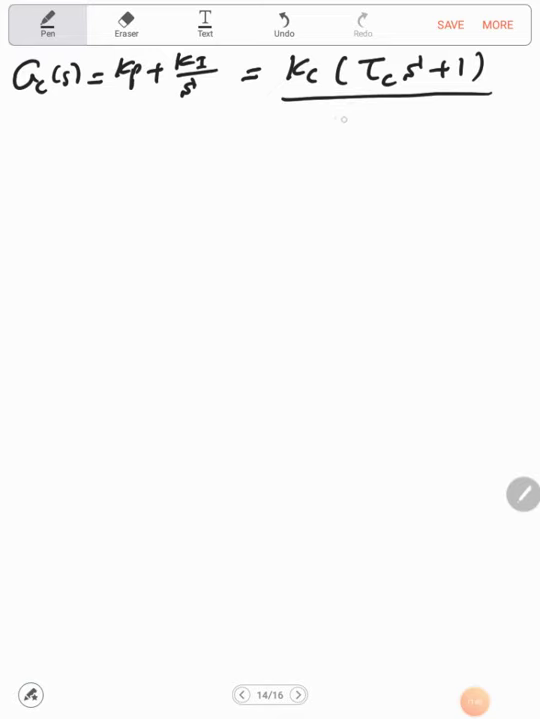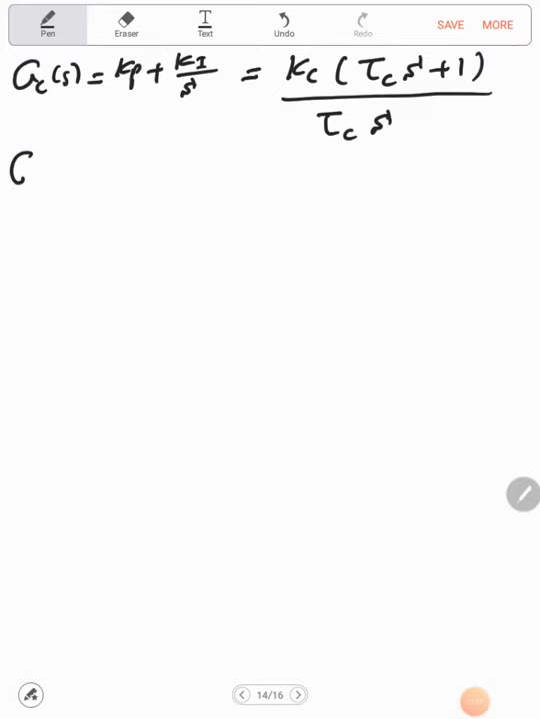Now if we recall, the transfer function of the PI current control, GC of S, equals KP plus KI over S, which can be written as a DC gain, which is KC, multiplied by (tau C S plus 1) over tau C S. So now I'm using a DC gain and a time constant in order to represent the transfer function of the current control. The same thing is applicable for the plant.